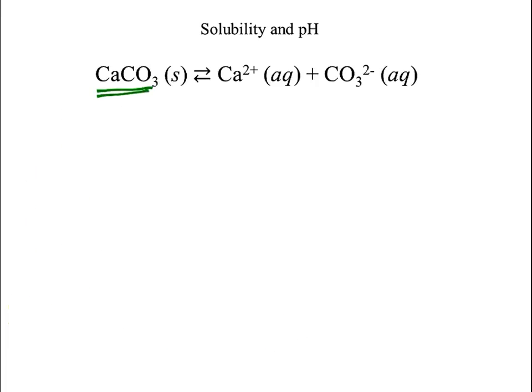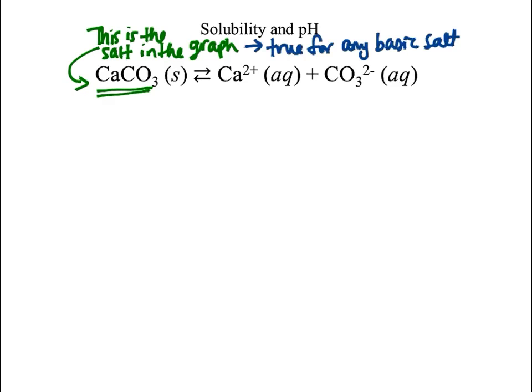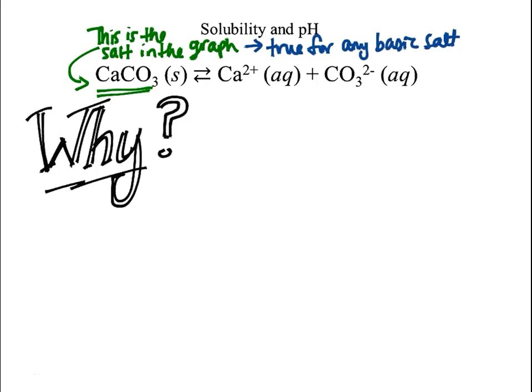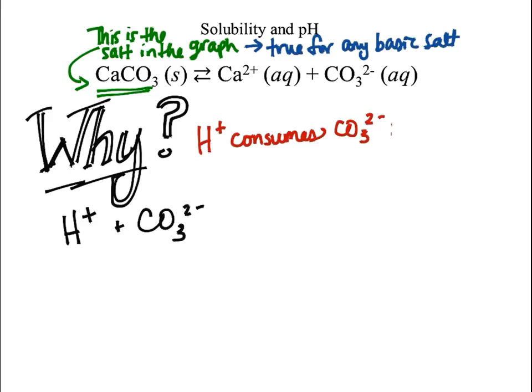And the reason for that is because we have calcium carbonate. We're trying to dissolve it in water. This is the salt that's shown in the graph. If we add hydrogen ion, it's going to interact with the carbonate and it's going to form bicarbonate. So any basic salt is going to combine with H+. The H+ will react with the base and it will form the conjugate acid.